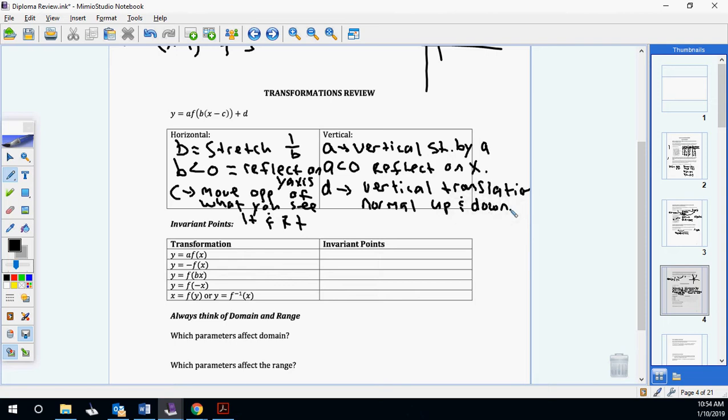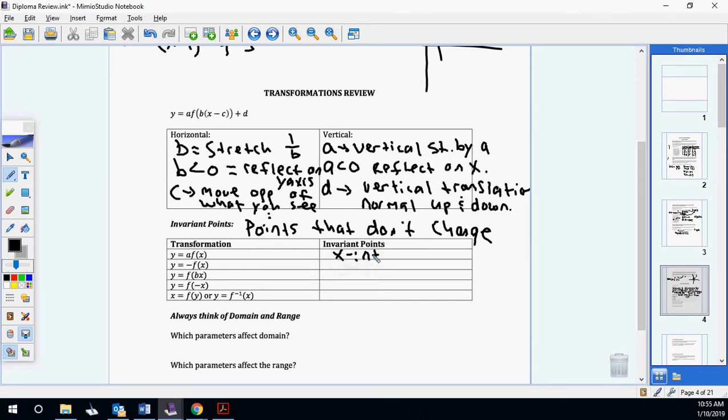Here's a good little chart for helping with invariant points. I'm going to erase this left and right thing for right now so we can write this in here. Invariant points are simply points that don't change. Say what the invariant point would be for those specific moves. What wouldn't change? Good, so y equals A f of x. If you do a vertical stretch, remember that does not affect your x-intercepts. So your invariant points are your x-intercepts.